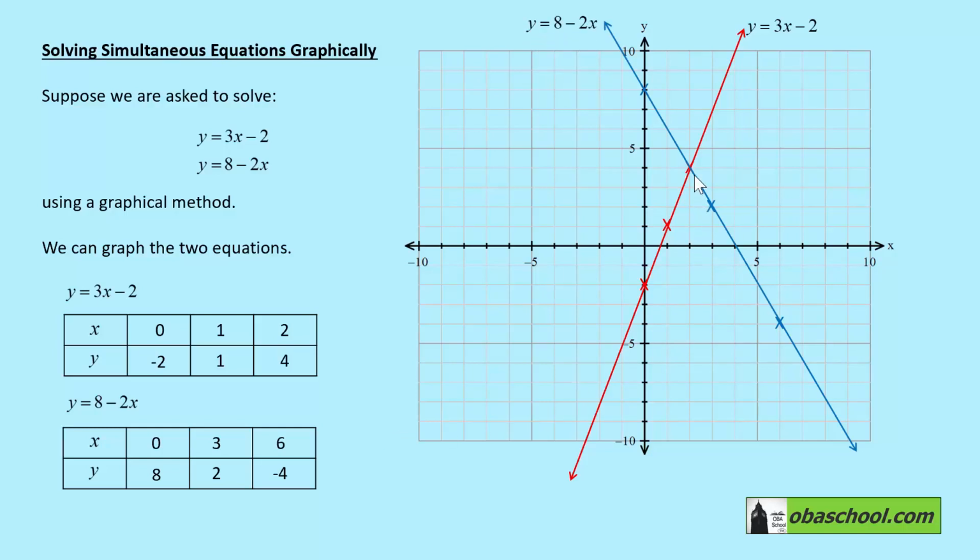Where they intersect is the solution to the simultaneous equation. They intersect at the point 2, 4, and therefore x is 2, y is 4 is the solution.